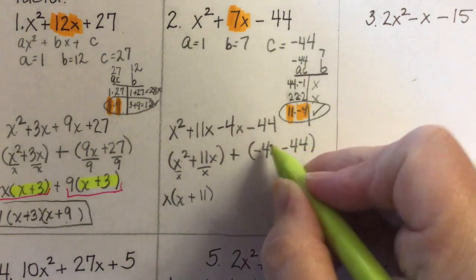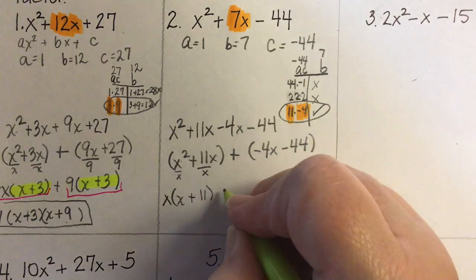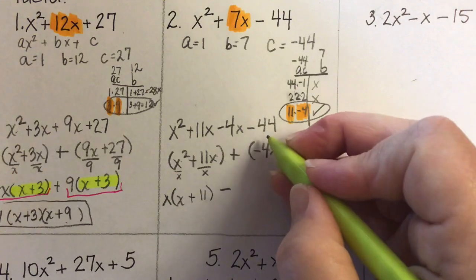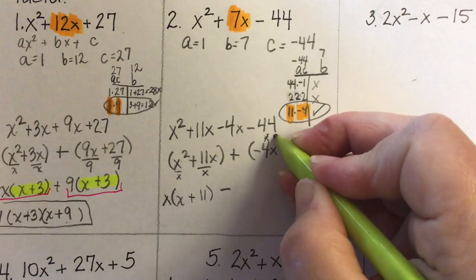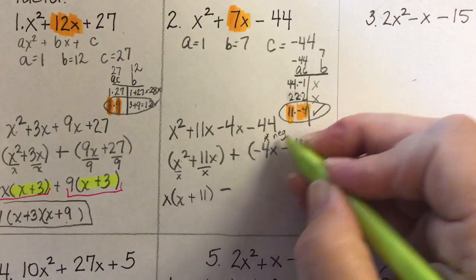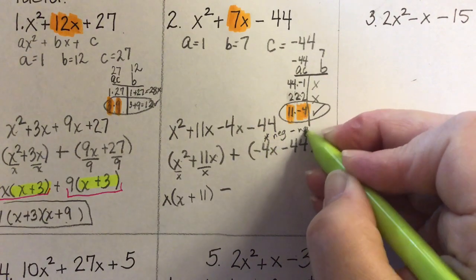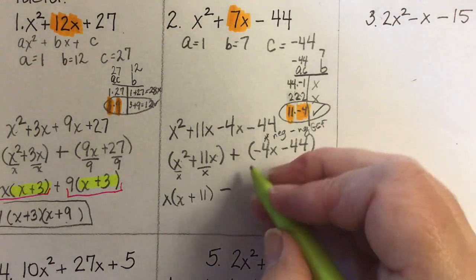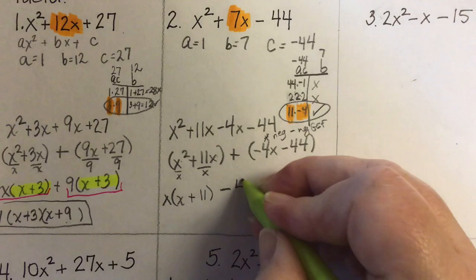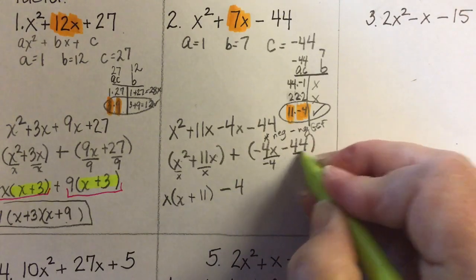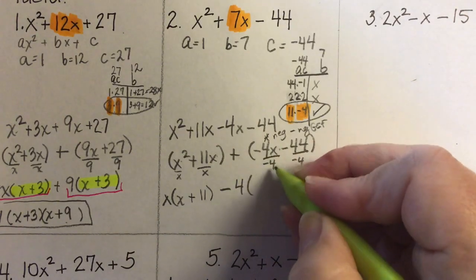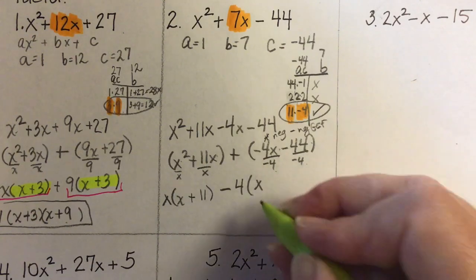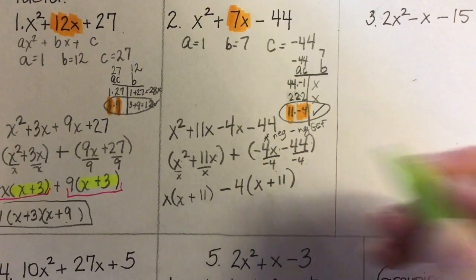In the next group, they're both negative. So I know I'm going to take out a negative greatest common factor. However, there is a rule that says if this one is negative, even if it's just this one, then you must take out a negative GCF. Okay, so they do have a negative both in common, and they're both divisible by 4. So I'm going to take out negative 4. Negative 4x divided by negative 4 is x. Negative 44 divided by negative 4 is positive 11.